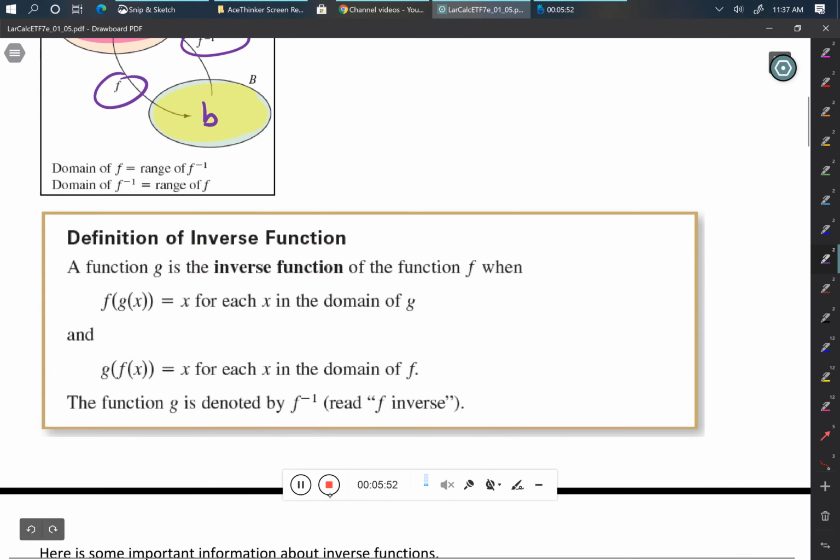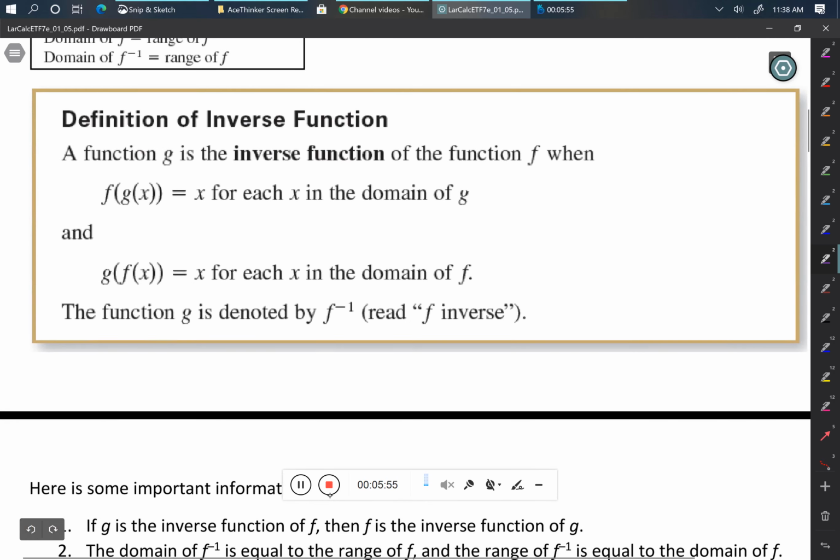The mathematical definition of an inverse function says that a function g is the inverse function of the function f when the composition f of g is equal to x for each x in the domain of g, and the composition g of f is equal to x for each x in the domain of f. The function g is then denoted by f raised to the negative 1, or read f inverse.